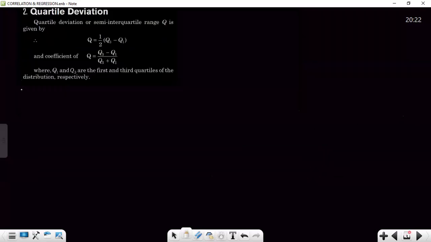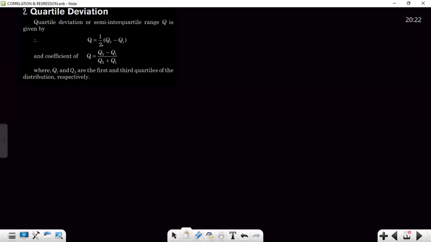Let's now talk about quartile deviation. So this is not important, but still let's discuss. Quartile deviation or semi-interquartile range Q is given by Q equals 1 by 2 multiplied with Q3 minus Q1. Its coefficient is given by this, where Q1 and Q3 are the quartiles of the distribution.